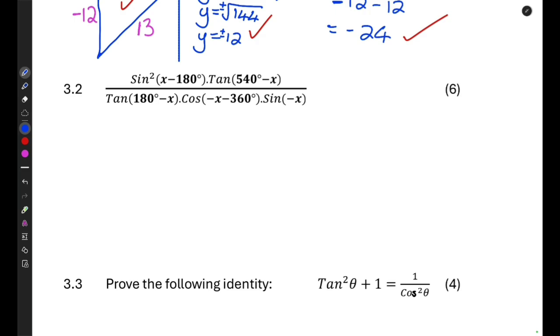3.2 is a reduction sum. So guys, that's where you draw your CAST diagram and you fill in as much as you can remember.